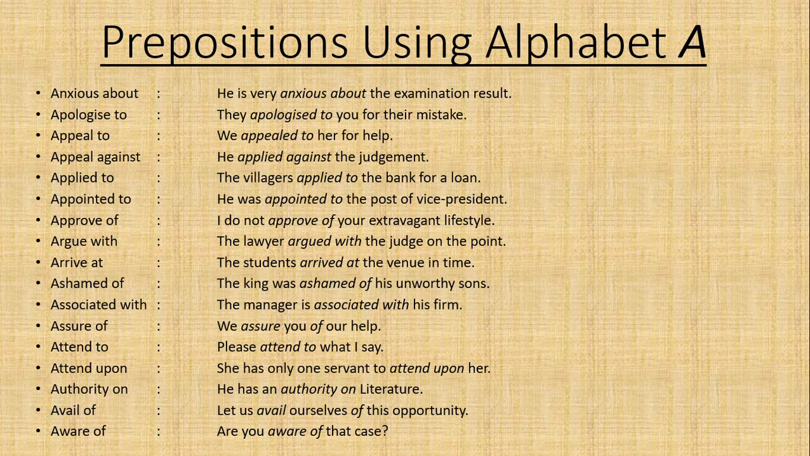Alright, authority on. He has an authority on literature. So the relation between him, that is he, and literature is authority on. Avail of. Let us avail ourselves of this opportunity. So the relation between us and the opportunity is avail of. Alright, and aware of. Are you aware of that case? So the relation between you and that case is aware of.